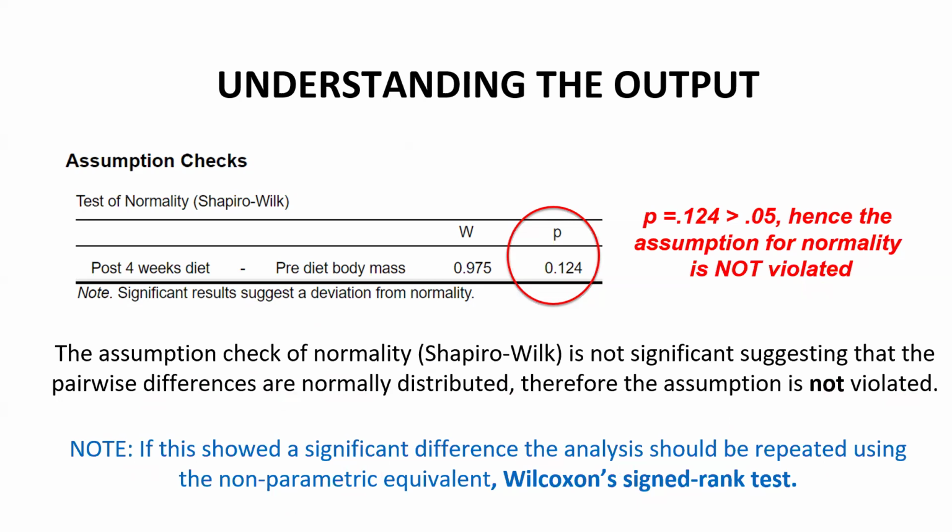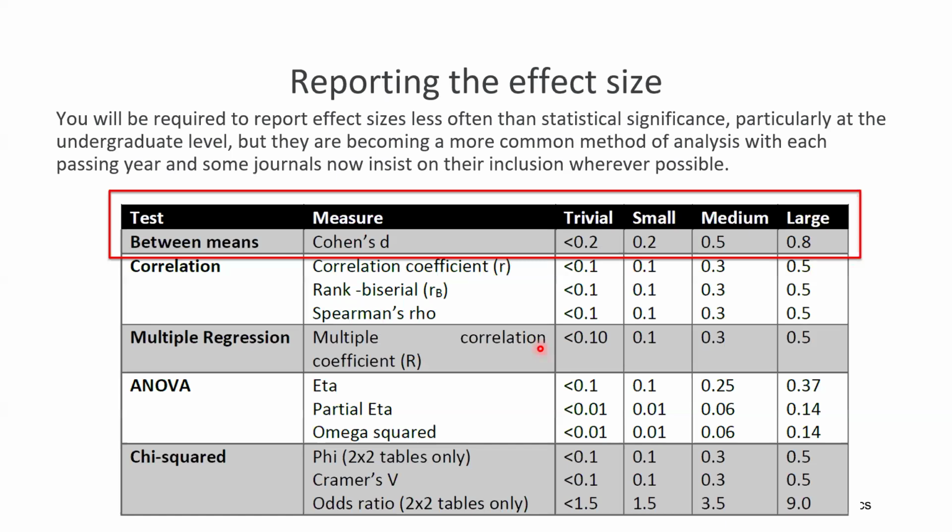Now, we will also report the effect size, which can be found in the paired samples t-test table. You will be required to report effect sizes less often than statistical significance, particularly at the undergraduate level. However, as we've indicated, they are becoming a more common method of analysis with each passing year, and some journals are now insisting on the inclusion of effect sizes.